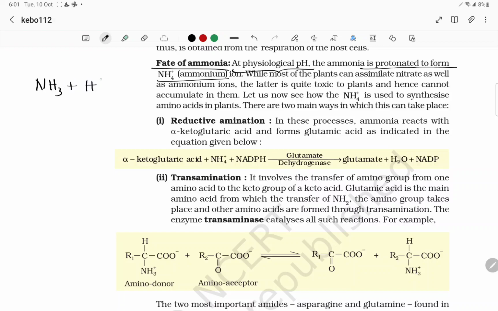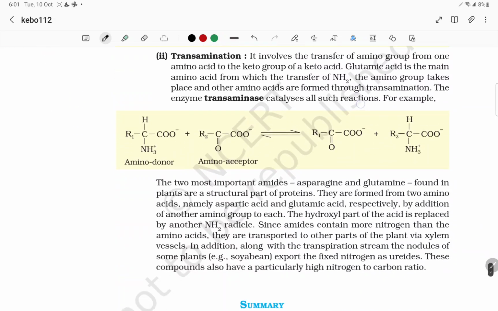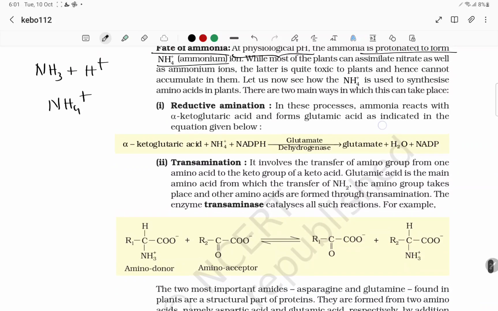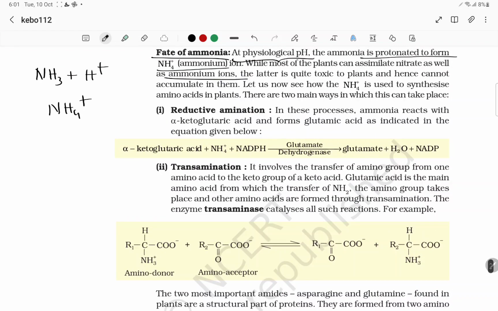plus H+ ions gives rise to NH4+. So while most of the plants can assimilate nitrate as well as ammonium ions, they will be taking nitrate as well as ammonium ions. So previously, NH3 plus, 2NH3 plus 2O2 gives rise to 2NO2- plus 2H+ plus 2H2O.